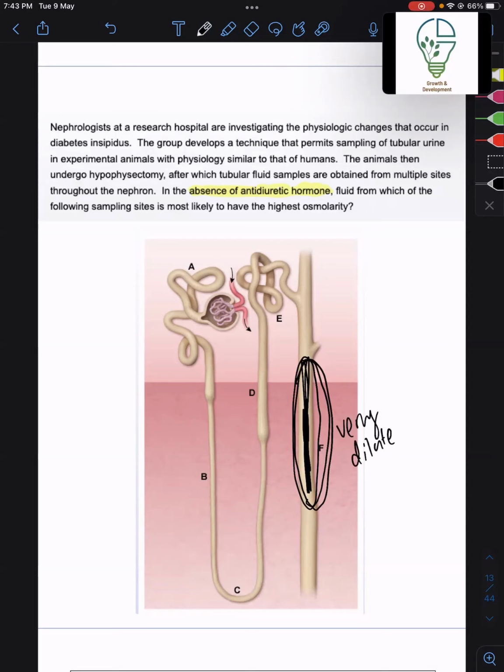Because it's staying inside the tubule, this part's actually going to be very dilute. But the question is asking what is the highest osmolarity of tubular fluid, right? So we're asking what part is the most concentrated. And this part right over here, C, is the most concentrated. Because remember, I'm losing water as I go down here, which makes this part very, very concentrated. And then I start to lose solutes, and that's going to make it less concentrated. So the most concentrated part is right over here, as I've lost all of my water and I haven't started giving up my solutes yet.